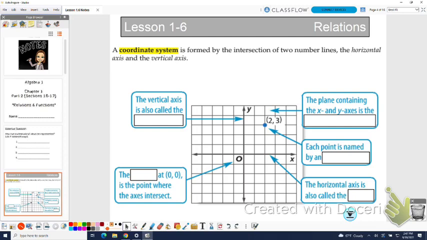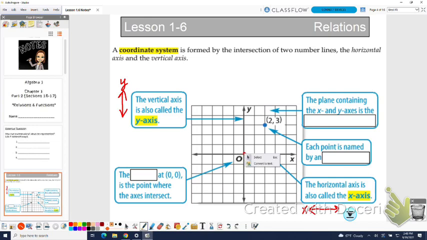A coordinate system is formed by the intersection of 2 number lines, the horizontal axis and the vertical axis. The vertical axis is also called the y-axis. So that's the one that runs up and down. And if you forget what vertical means, you can draw a little vertical line there. That is the y-axis. The horizontal one is called the x-axis. So that's the one that runs left to right. That is the x-axis.